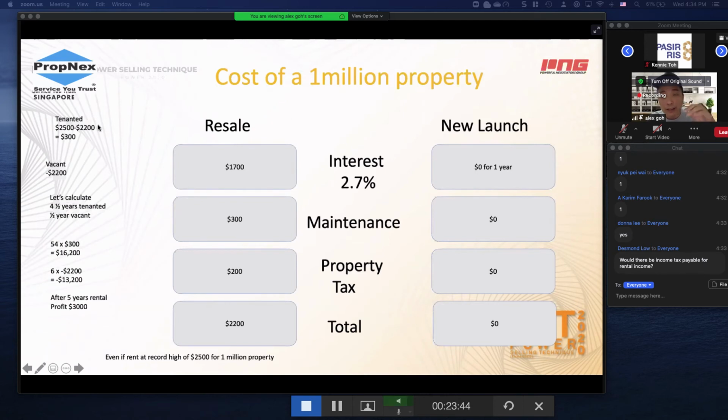So if tenanted, I make $300. If vacant, I lose how much? 2,200. So 1 month vacant, I lose 2,200. Every month vacant, lose 2,200, because this one I still have to pay on. Vacant doesn't mean you don't need to pay. Still need to pay everything.